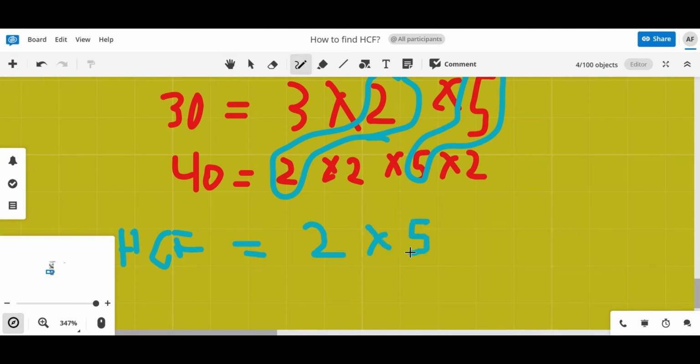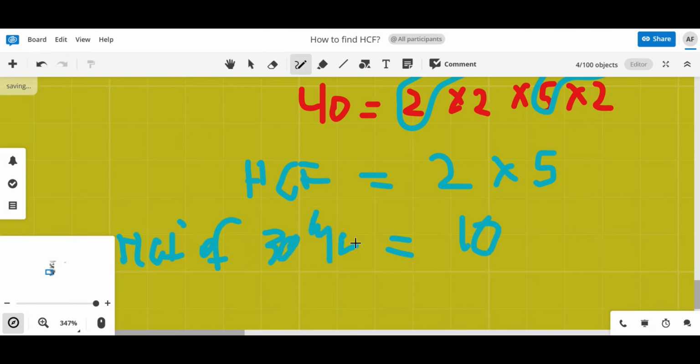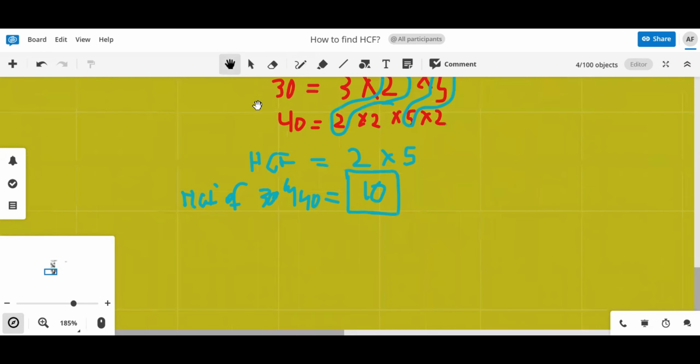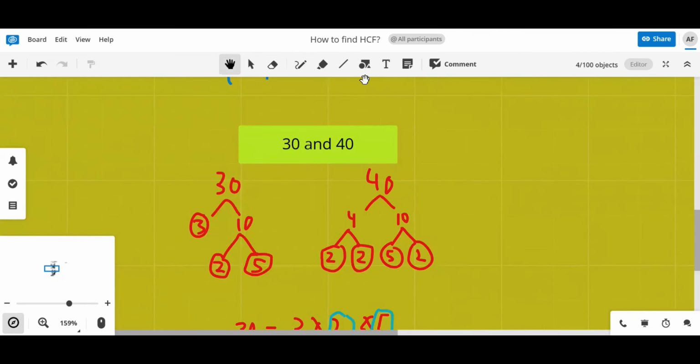When we get two common numbers, we always multiply them. 2 times 5 is 10. So HCF of 30 and 40 is 10. Let me change the color so it will be more visible to you. 10 is the HCF of 30 and 40.